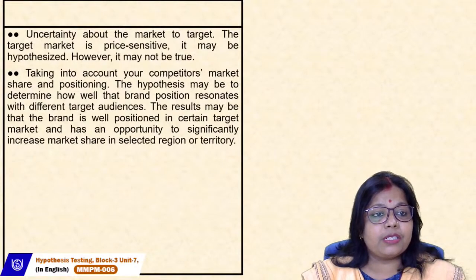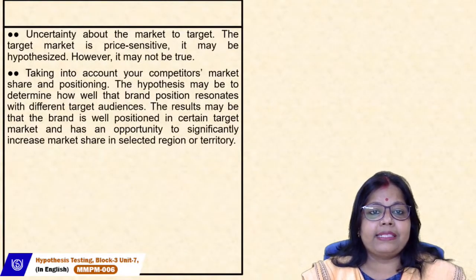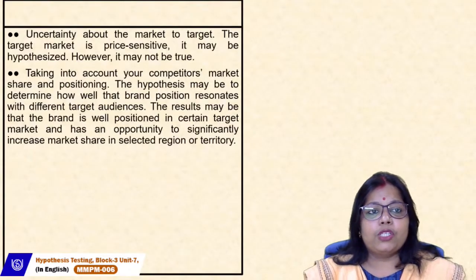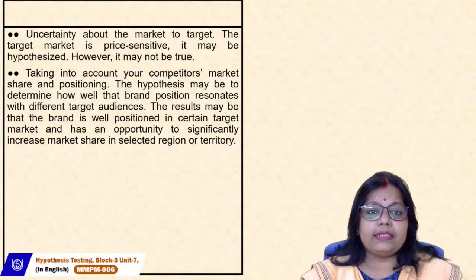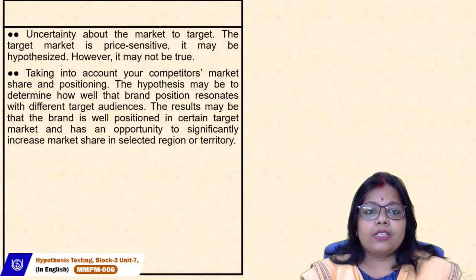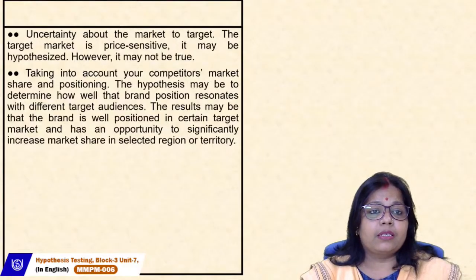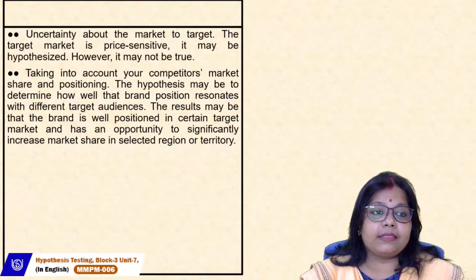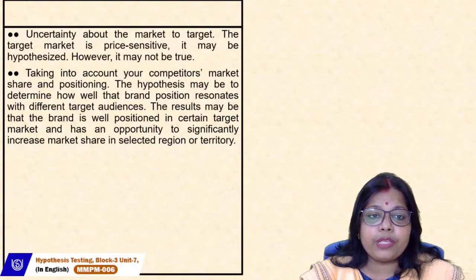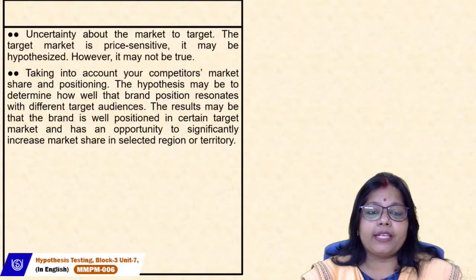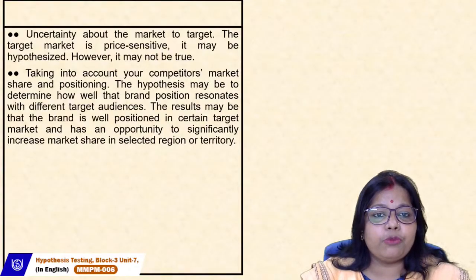Then the next situation is uncertainty about the market to target. The target market is price sensitive. It may be hypothesized, however, it may not be true. So, if the situation is like that, the target is uncertain. So, what to do in that case? In the case of uncertainty, we have to assume something. So it may be like price sensitive. So this is our assumption. Well, before doing anything, there is an assumption in our mind. With that assumption, we need to move.